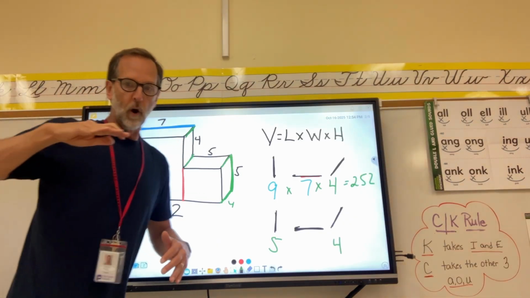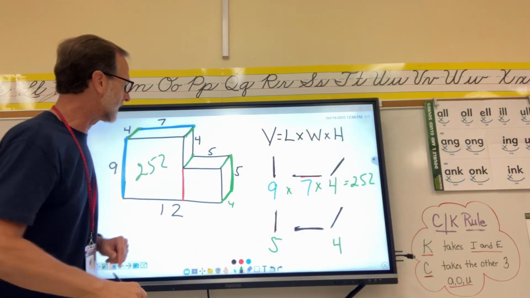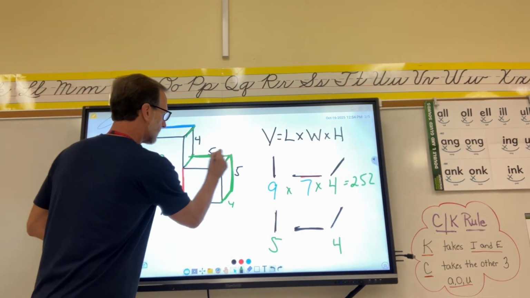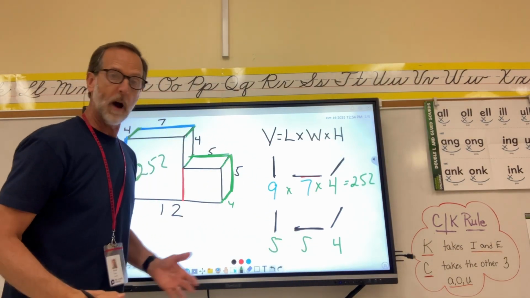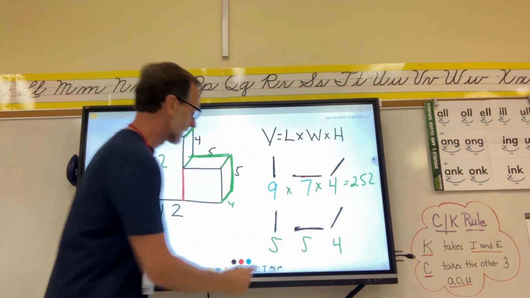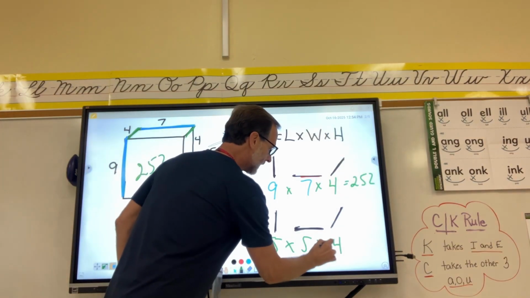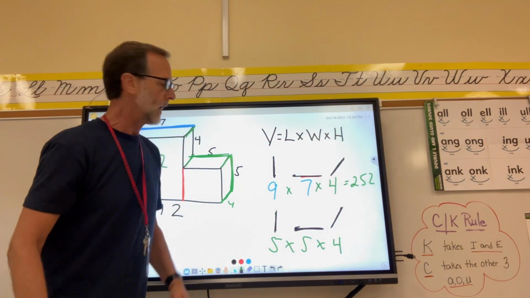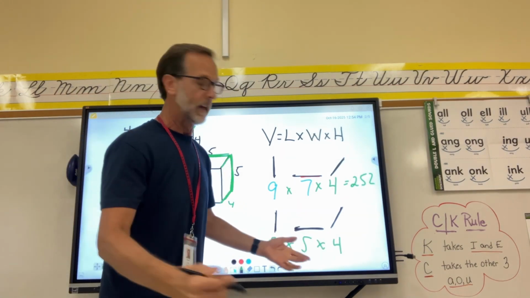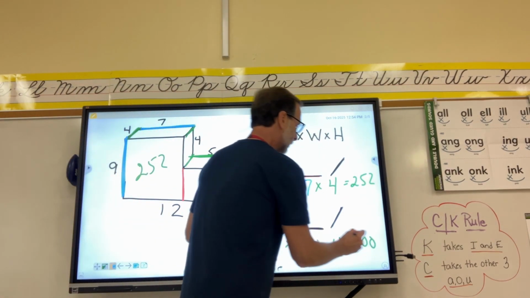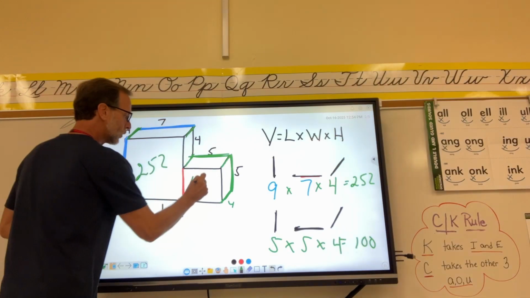All right, now I look for the horizontal in that box alone. It's right here. It's also 5. So now to find the volume of this box, 5 times 5 times 4. So 5 times 5, 25, times 4 is 100. So now I know the volume here is 100.